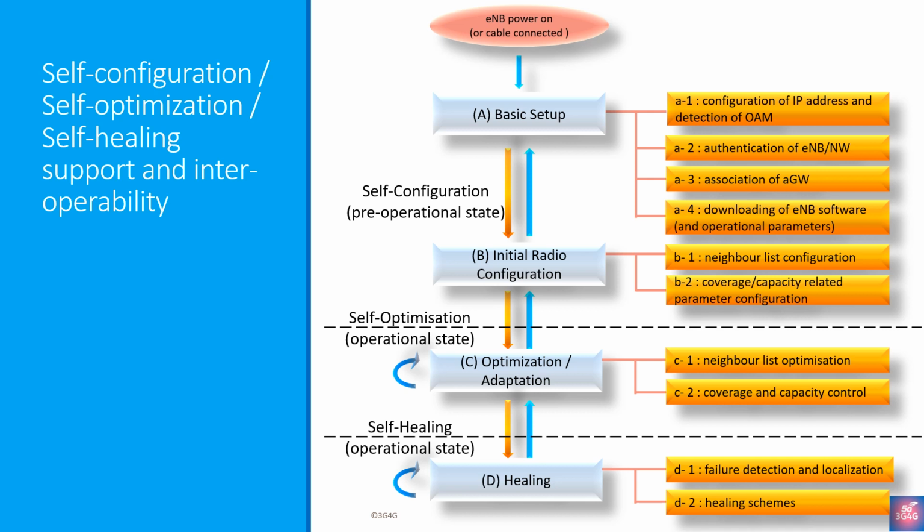We looked at this flowchart earlier from a self-optimization point of view. Now we have added the self-healing state at the bottom. As you can see, there are two main high-level functions of self-healing. The first is to detect the failure and localize it so we know what corrective action needs to be taken over what area. The second is to apply the healing schemes to temporarily or permanently fix the failure.